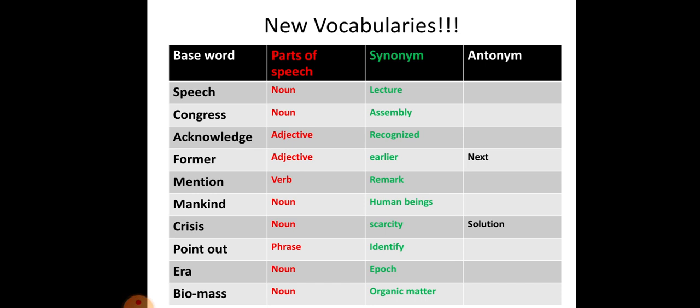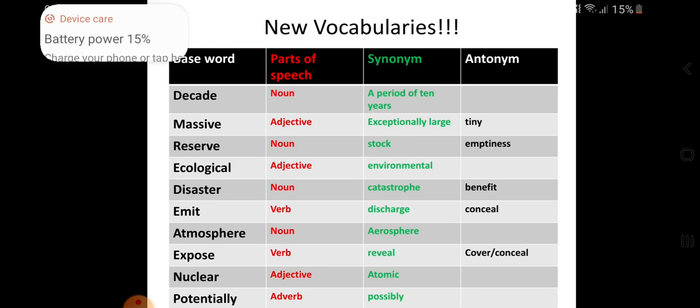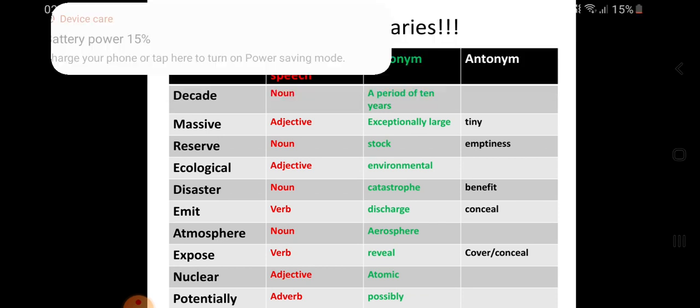Solution is its antonym, and it is also a noun. Point out is a phrase. To identify something, we use point out. Era is a noun, meaning epoch. And biomass means organic matter. On the next page, we have a lot of new words.